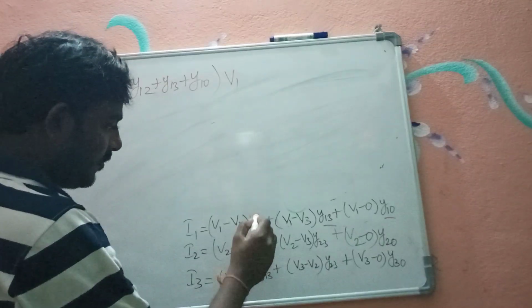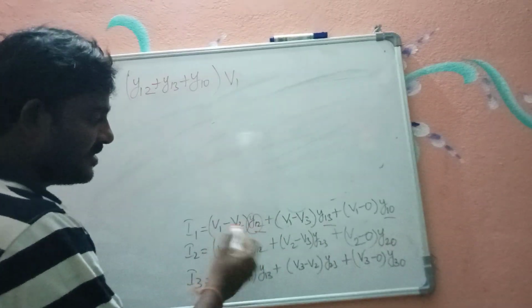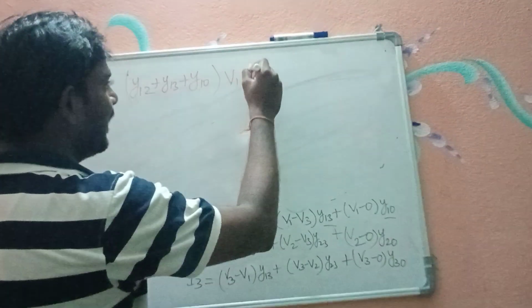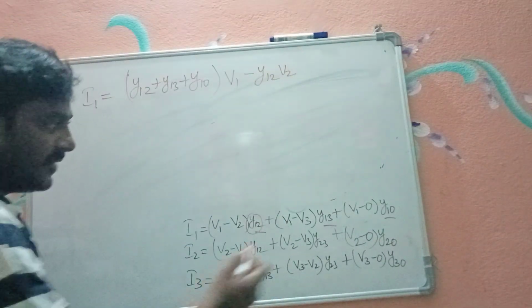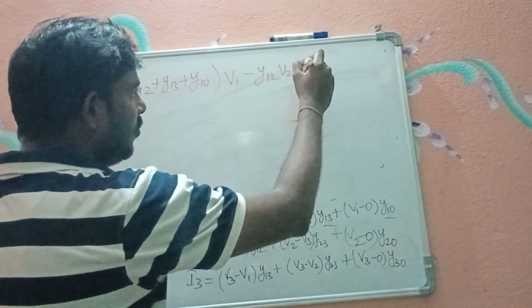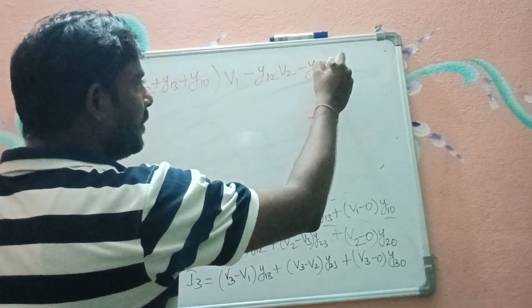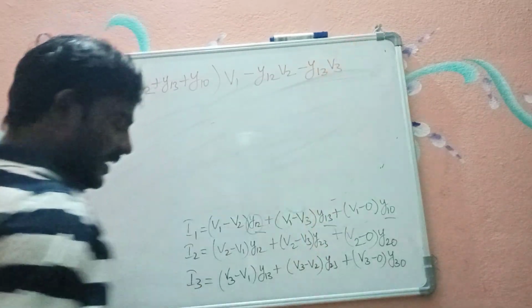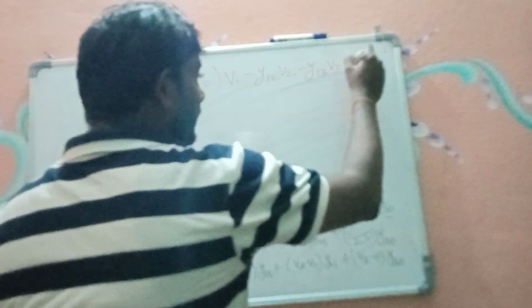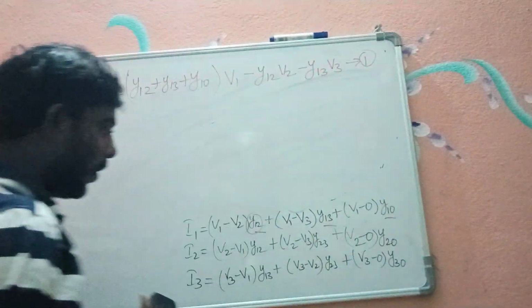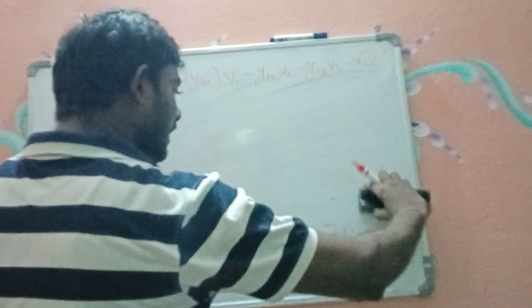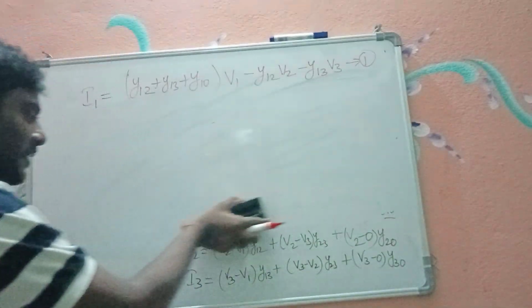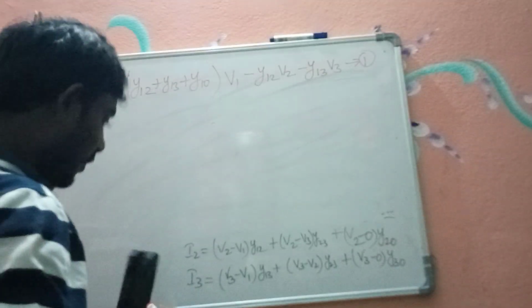Similarly, for V2 I have only one coefficient, which is minus Y12, so I can write this as minus Y12 into V2. And for V3 we have another single coefficient, which is minus Y13 into V3. So this is the first equation in a modified form. Similarly, I can go for the next equation in a modified form.